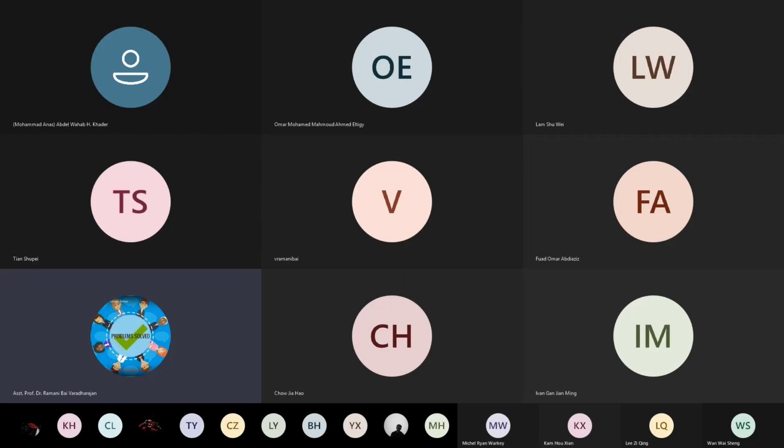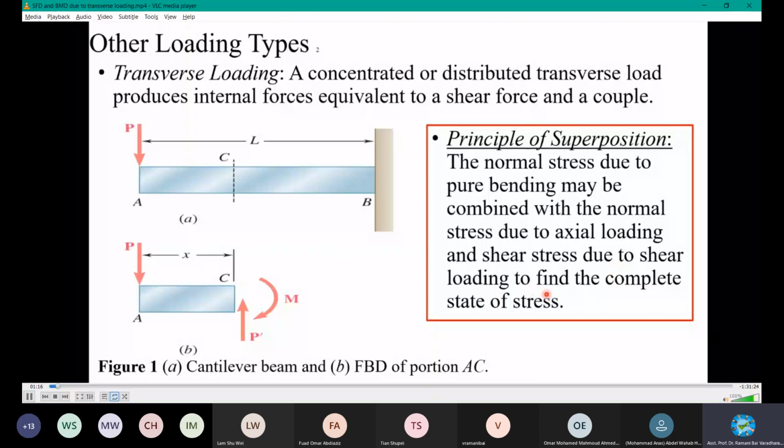Loading and shear stress due to shear loading, to find the complete state of stress. Once you know the shear force and the bending moment acting on it for the given loading and also the support condition, you can find the stress. We can superimpose these effects to find the stress. If you want stress from load, it is P over A, right? If you want stress from moment, sigma is equal to, anybody?